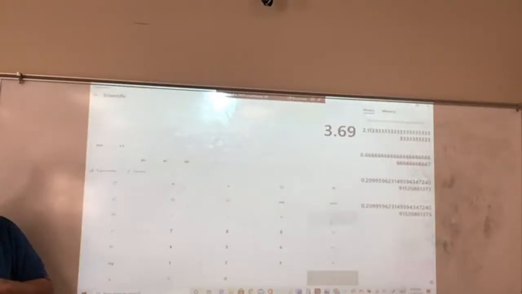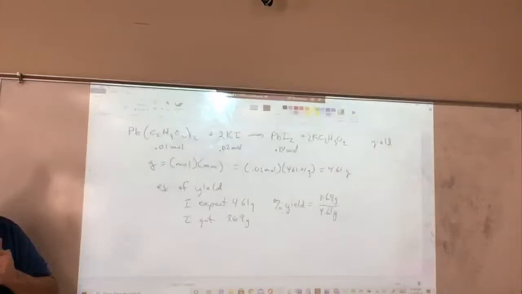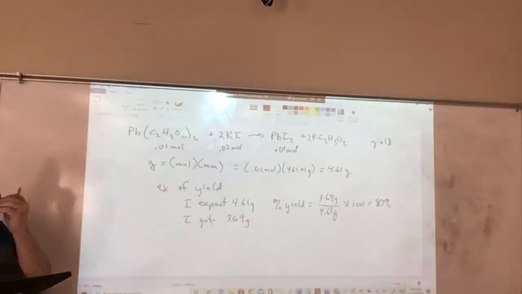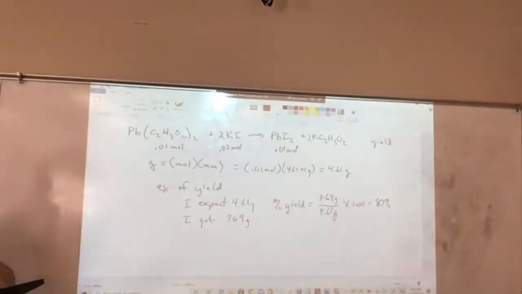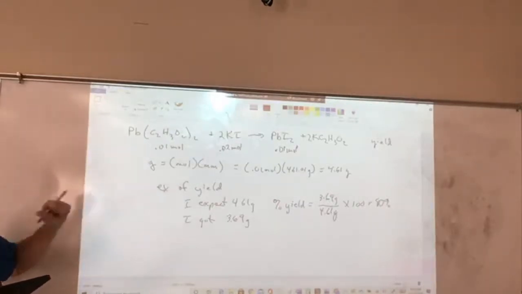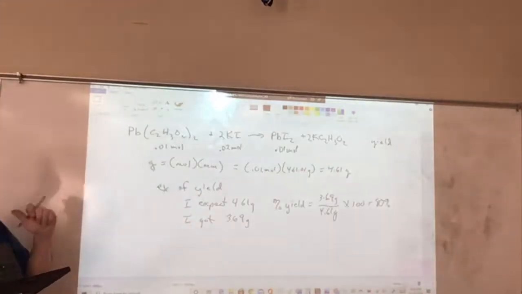3.69 divided by 4.61 equals 0.8. And I'm going to multiply that times 100 so I can get a percent, right? So my yield is 80%. And that's actually pretty good. If I did that, that would actually be a pretty good yield. Okay? So you're going to have to, in this laboratory, show me how to calculate the yield. You're going to calculate the yield of what you got.